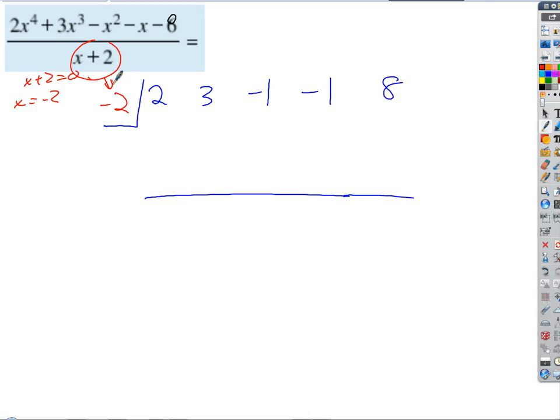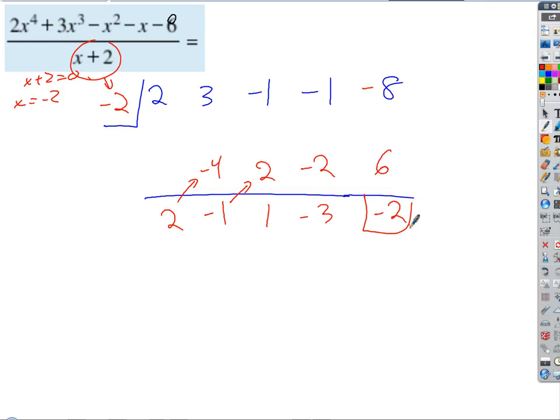So bring down the 2. 2 times negative 2 is? Add. Negative 1 times negative 2 is 2, plus negative 1. 1. Negative 2 times negative 1 is negative 2. Add. Negative 3 times negative 2. Okay. Yeah. Oh, it's a negative 8, isn't it? There we go. Okay. And what's my remainder?